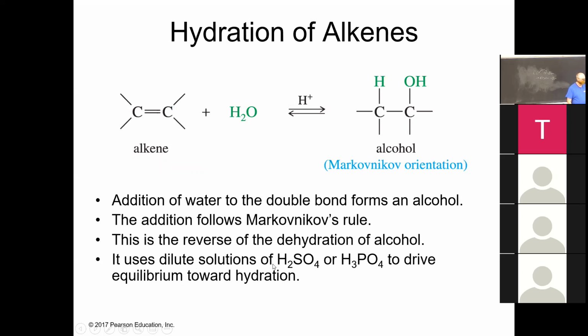Okay, and remember when we did the dehydration, we used concentrated sulfuric or phosphoric acid. Here, you would use a dilute solution of phosphoric or sulfuric acid. We want to shift it toward product by having lots of water here. This does require an acid catalyst. That's why it's dilute sulfuric or phosphoric.